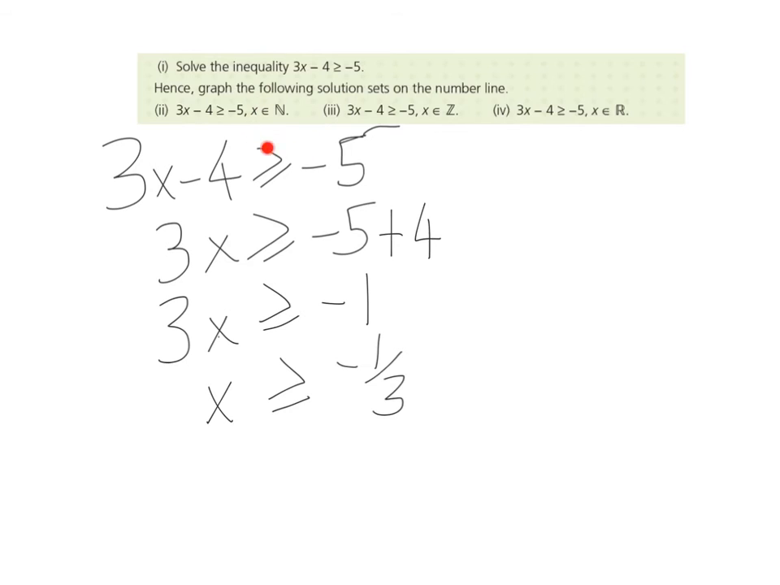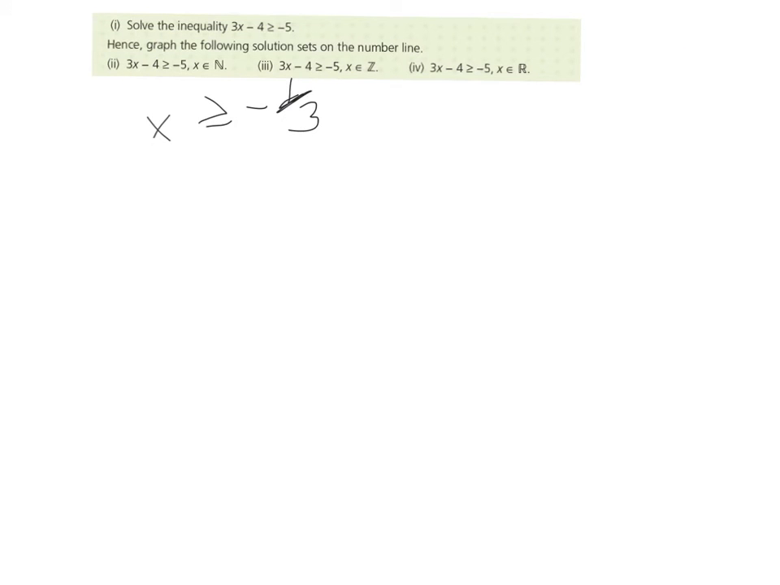draw it out on a number line when it's a natural number, then when it's an integer, then when it's a real number. So let's do it first of all when it's a natural number. So you can see it's x is greater than or equal to minus 1/3. So let's draw out our number line, like so. And first of all, we're going to go where x is a natural number.